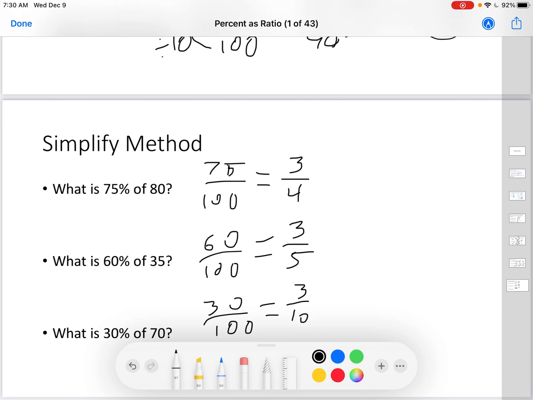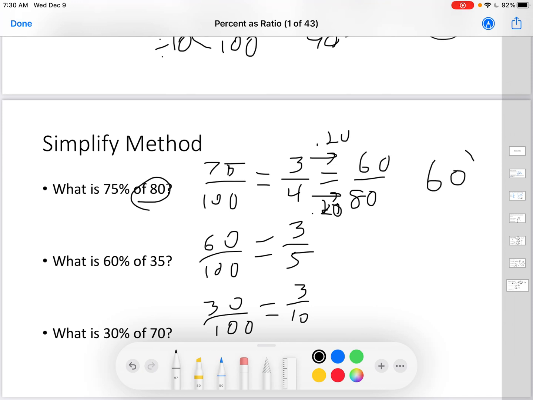Now I'm going to use the simplified version to solve this. So out of 80. Why 80? Because it says of 80. And so 4 times 20. I don't like the looks of that. I'm going to redo it. 4 times 20. 3 times 20. 3 times 20 is 60. Therefore, the answer is 60.